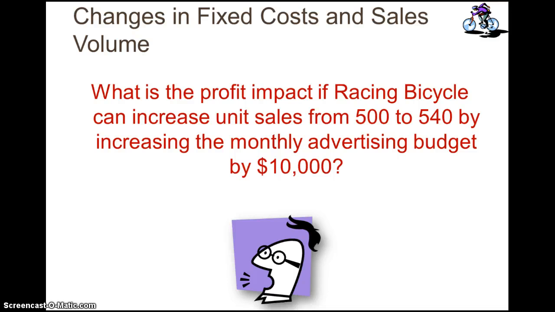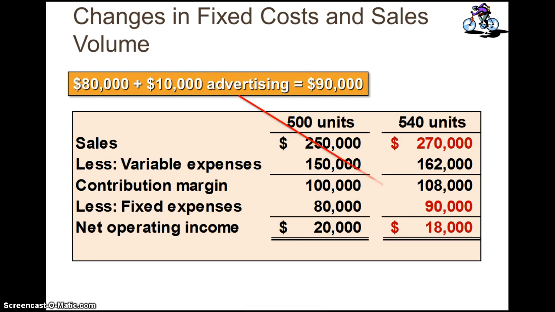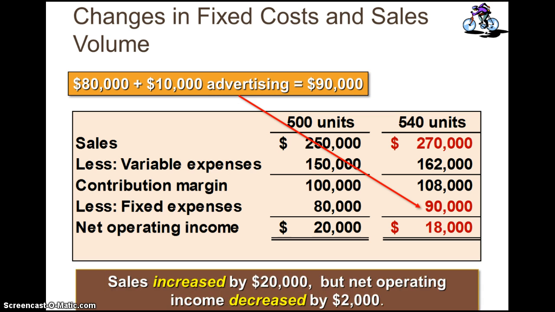Here's a question that we'll want to be able to learn how to solve. And let's look at this question. It says, what is the profit impact if Racing Bicycle can increase unit sales from 500 to 540 by increasing the monthly advertising budget by $10,000? Well, if monthly advertising is increased by $10,000, that means our fixed cost is going to increase from $80,000 to $90,000. So that is the first thing that we want to see.